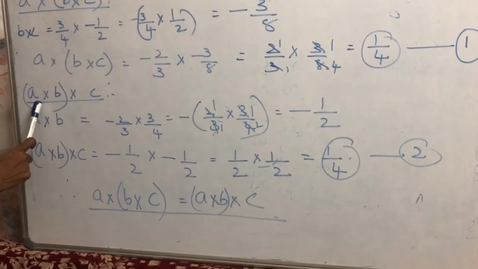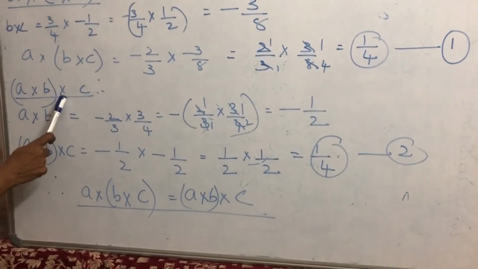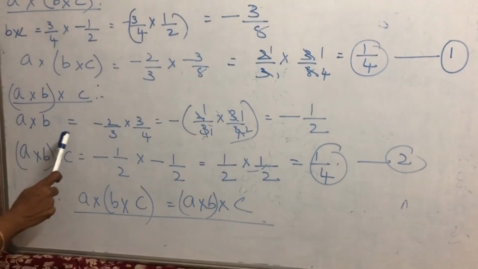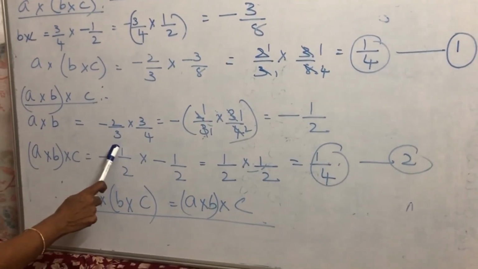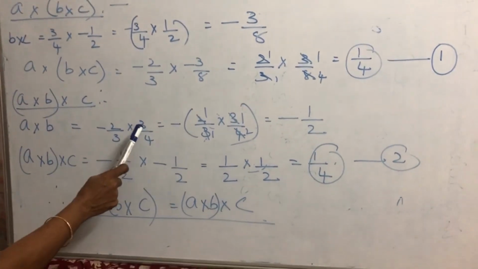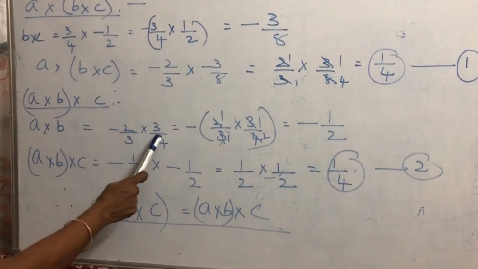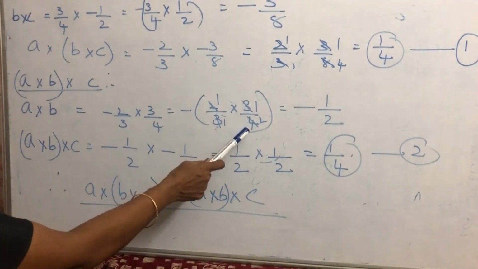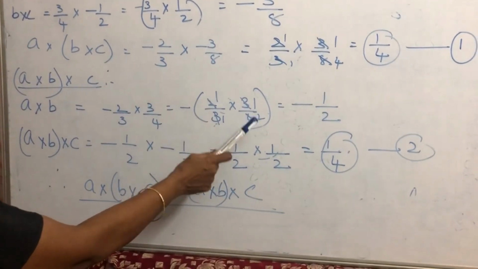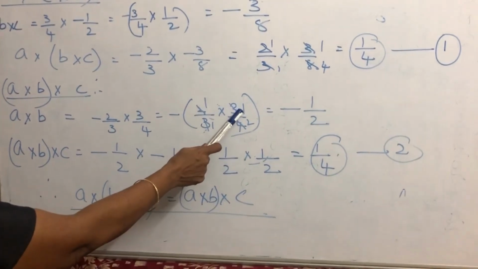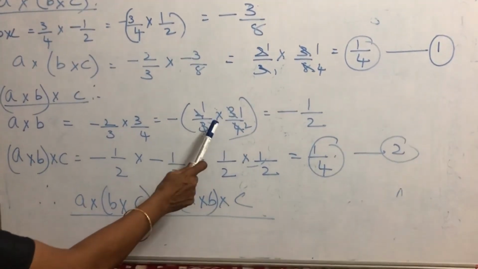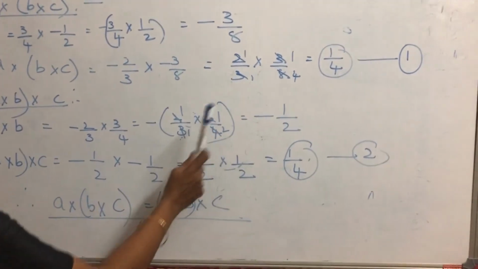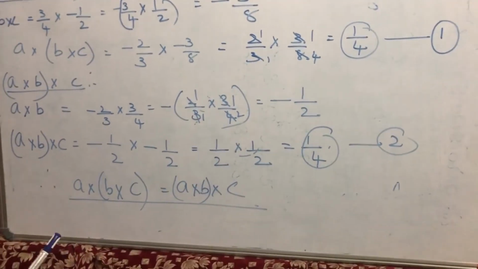Going to the right side, girls, it is (A into B) into C. Evaluate A into B. A is minus 2 by 3, B is 3 by 4, minus into plus is minus. And simplify the terms in the bracket. 2 ones are, 2 twos are. 3 ones are, 3 ones are. Multiply the numerators: 1 into 1 is 1 and 1 into 2 is 2.